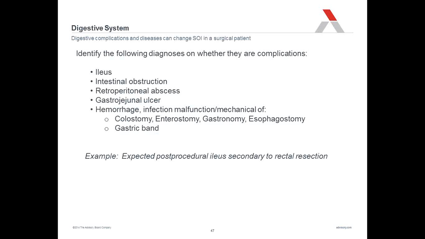Remember that digestive complications and diseases can change severity of illness in a surgical patient. So it's important to identify the following diagnoses and whether they are complications or not. Sometimes ileus is an expected outcome of a surgical procedure, such as abdominal surgery, but in other instances it may be related to medication. So it's very clear that you include that clarity around your documentation.